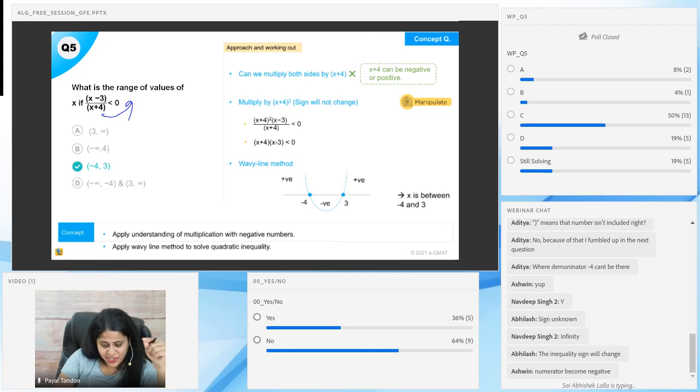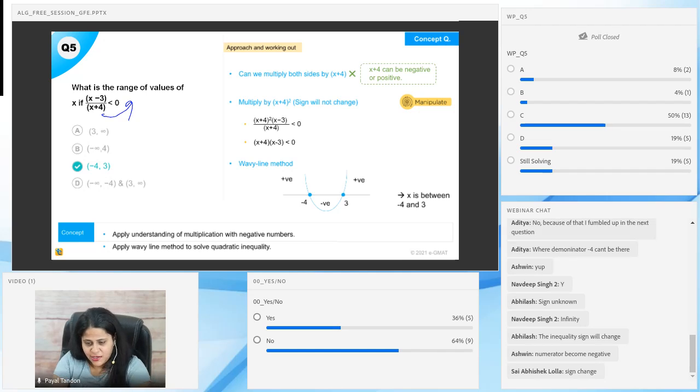You will have to flip the sign of the inequality, right? If you multiply both sides by x plus 4, and x plus 4 is negative, then you'll have to flip the sign of the inequality, which means your inequality will then become x minus 3 is greater than 0. Versus if x plus 4 is positive, then your inequality will be x minus 3 is less than 0. Again, you're multiplying both sides by x plus 4 so that you can simplify it. So you cannot do that part, right?